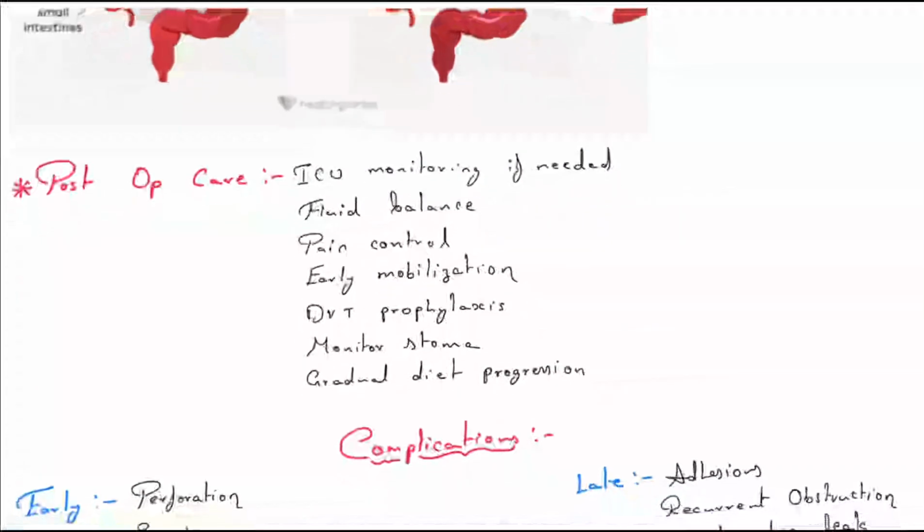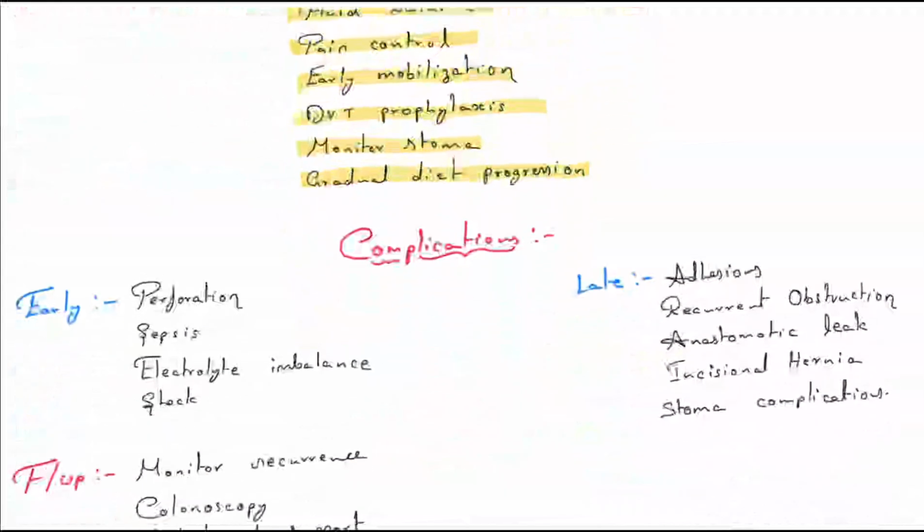Next, post-operative care. What are the things we have to do? First of all, ICU monitoring if needed after surgery. Fluid balance. We have to control the pain with analgesics. Early mobilization to prevent DVT and pulmonary embolism complications. We have to monitor the stoma if present, and start gradual diet progression.